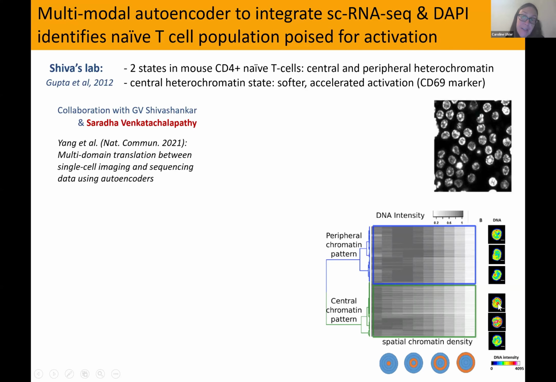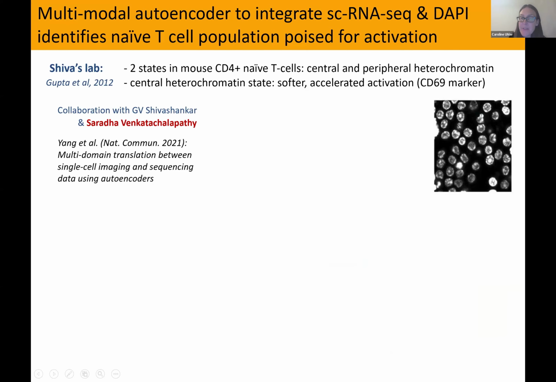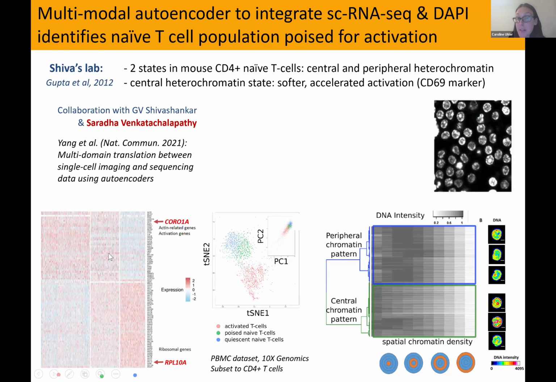Now the question is, can we somehow link this to the functional state or the transcriptional state of these cells? So now we go to single-cell RNA-seq. Even in single-cell RNA-seq, if you do clustering of the naive population, you very cleanly see two clusters. Here, we also added the activated T cells as a data set, just to show that one of these naive populations is closer to the activated state than the other one. You see it also here nicely in this t-SNE plot.